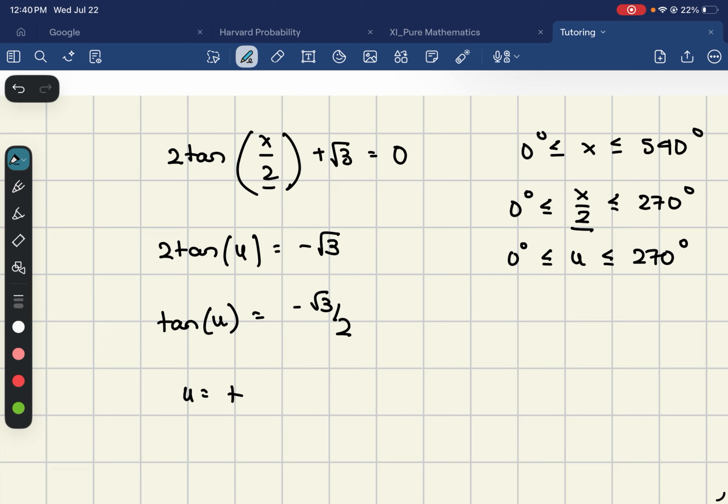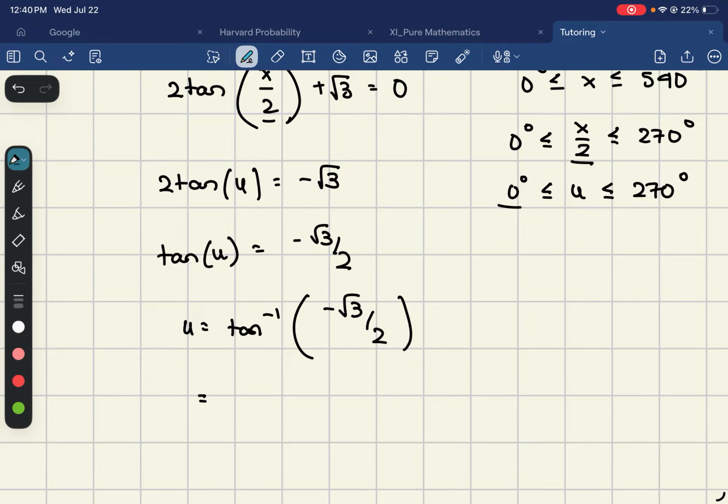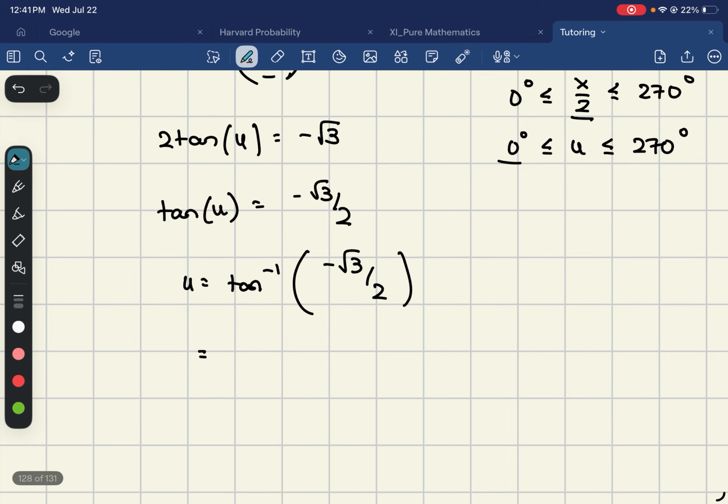So u is tan inverse. And because this is negative, I am going to get a negative angle. And I don't need a negative angle, but we'll have to work with that. So tan inverse of negative root 3 over 2, and I need to do this in degrees. So I need to change my calculator to degree mode. And yeah, okay, tan inverse of negative root 3 by 2 is negative 40.8933 degrees.